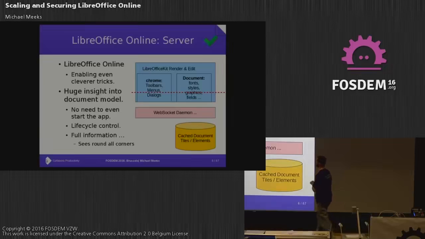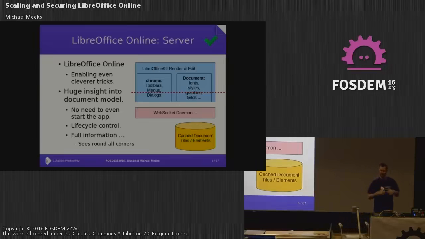However, LibreOffice Online has none of these problems. So we can enable all sorts of even more clever tricks inside because we know what is down the page. Isn't that clever? It's happening at a totally different layer of the stack, and that gives us just a huge insight into the document model. In fact, we don't even need to start the application in order to provide you with the pages that we know are going to be there. As long as we've rendered them before at a similar zoom, we don't even have to start LibreOffice up, we can just serve it straight out of the cache.